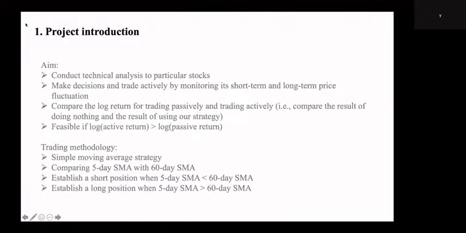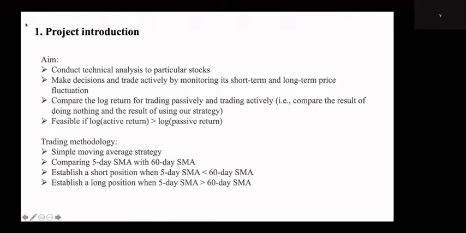So we'll be conducting technical analysis on stocks and monitoring their short-term and long-term fluctuations, and make decisions based on this. We will then compare the log return for trading passively and trading actively, which is just the return for holding the stock and doing nothing, and the return for frequently trading using our strategy. So if the log return is better than the passive return, we will consider the strategy as feasible.